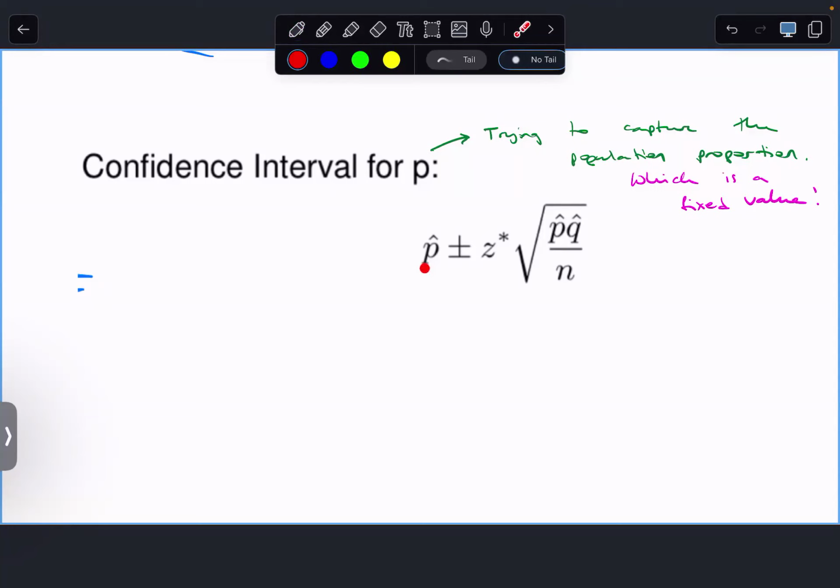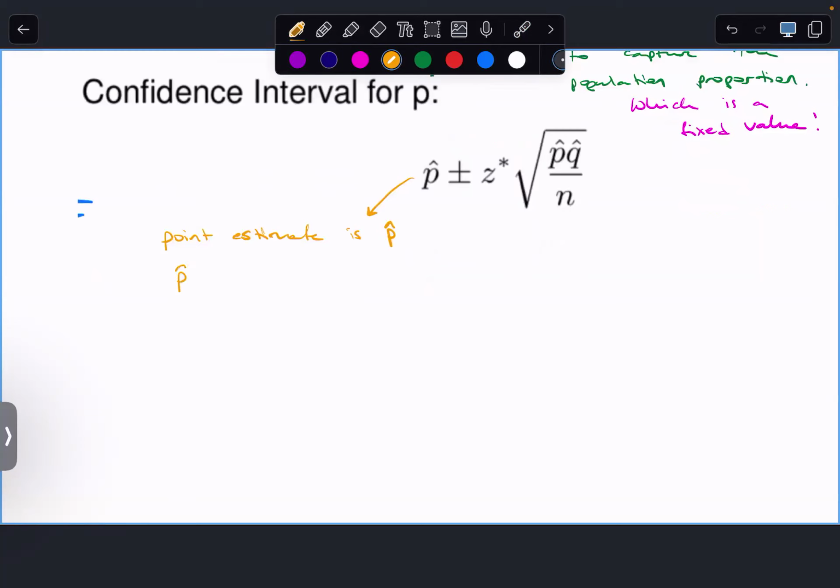P hat is my sample proportion. That's going to be my point estimate. So my point estimate is P hat. And in this case, P hat is the sample proportion. I'm going to try to use my sample proportion to capture the population proportion. But I need to build some bounds, just like we saw before.